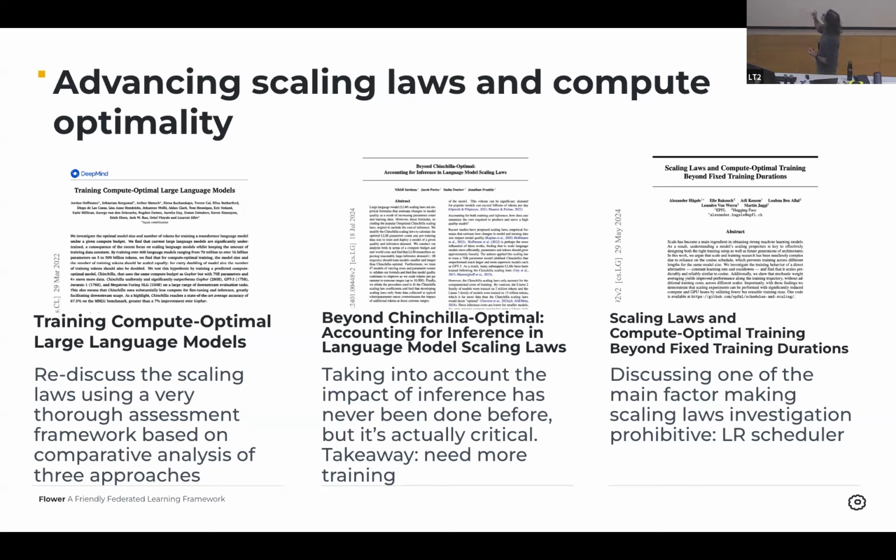The last work I want to mention describes how we should change the framework of scaling laws if we decide not to fix the duration of the training. This was a big limitation, as I said earlier, because of the cosine schedule. The cosine schedule must have a fixed period that we set in advance.